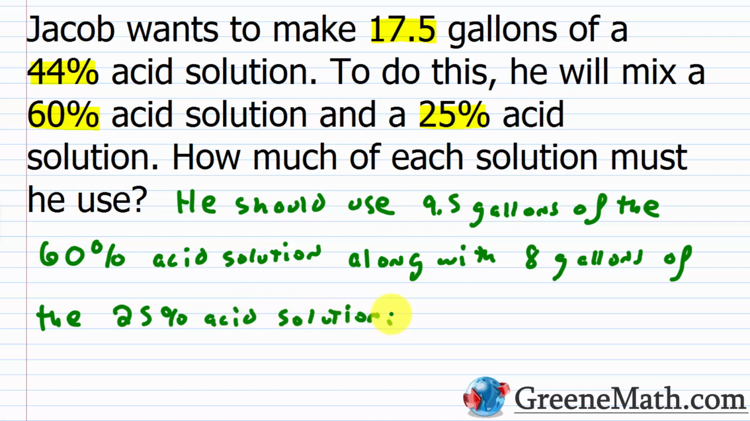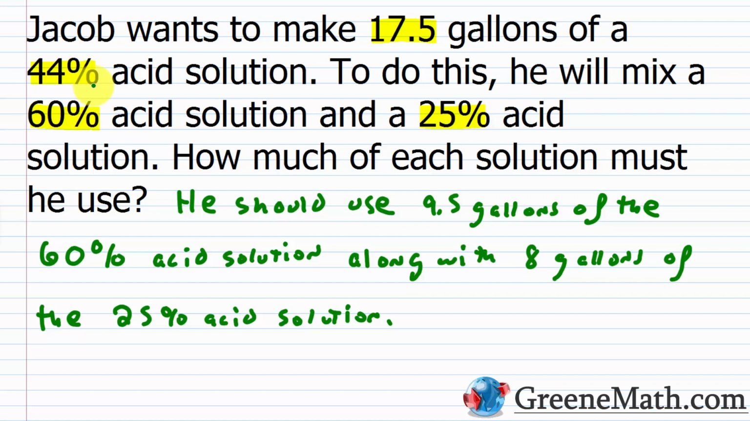Again, very easy to check. First, you would say, if you add the gallons coming from each source, 9.5 plus 8, is that 17.5, the number of gallons in the final mixture that he has? Well, yes, it is. 9.5 plus 8 is 17.5, so that part checks out. Next, remember, he has 7.7 gallons of pure acid in the final solution. That came from multiplying 17.5, the number of gallons in the final mixture, times 0.44, 44% as a decimal. That gives us 7.7 gallons of pure acid in the final mixture.